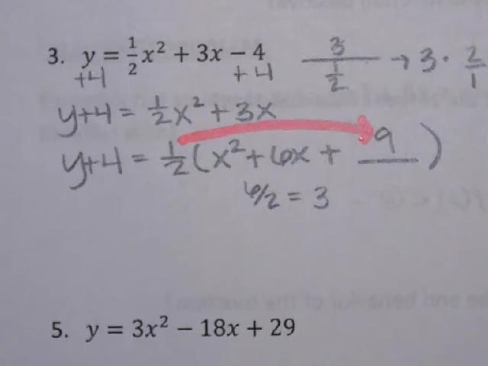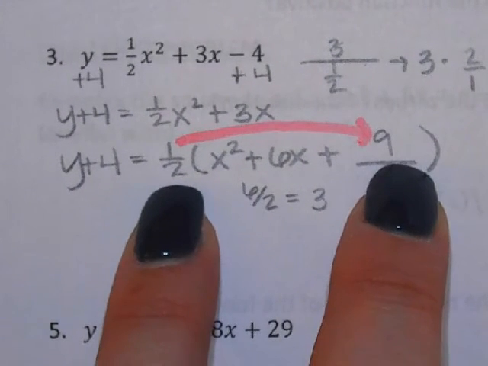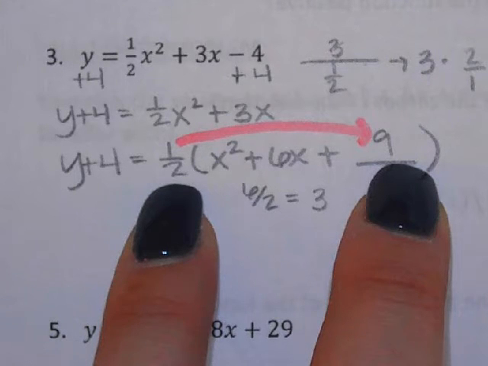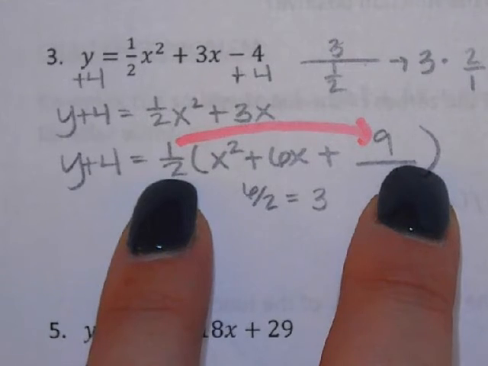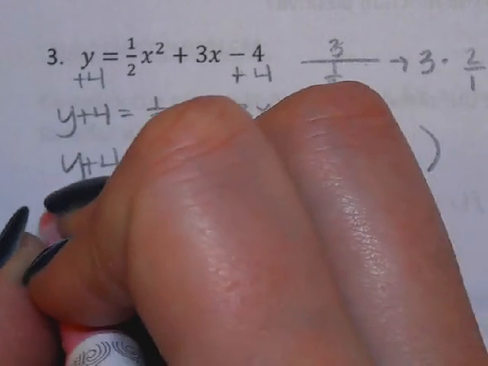Yeah, I didn't really add 9. I added 4.5. Don't subtract 4.5. Add 4.5, because you're keeping the sides balanced. So if you added 4.5 to the right, you should add 4.5 to the left.